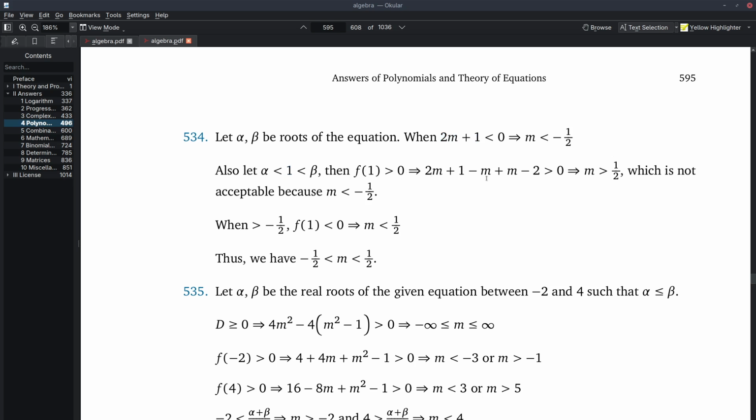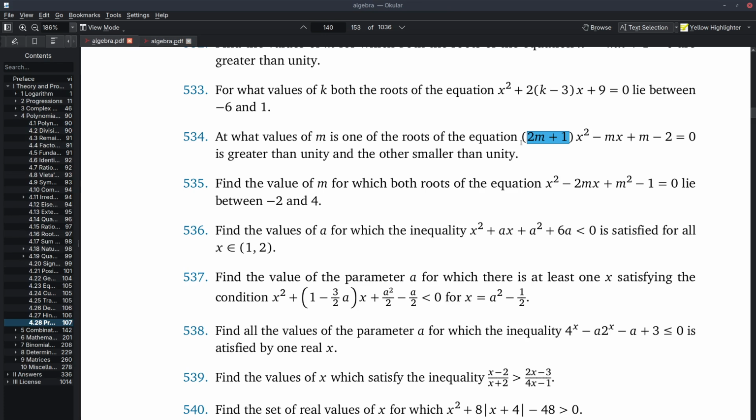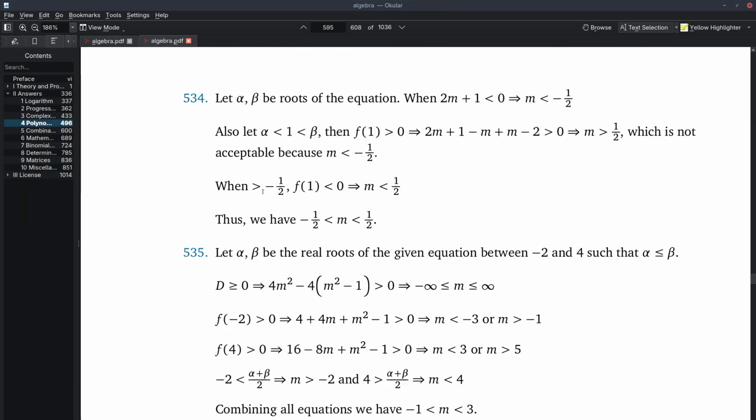So 2m plus 1 minus m plus m minus 2 greater than 0, which is m greater than half. Now that is a contradiction because our premise was that m should be less than minus 1 by 2, but it is coming as greater than half. So definitely m is greater than minus half. M cannot be equal to minus half, otherwise the equation will no longer remain a quadratic equation. This term will vanish if m becomes minus half.